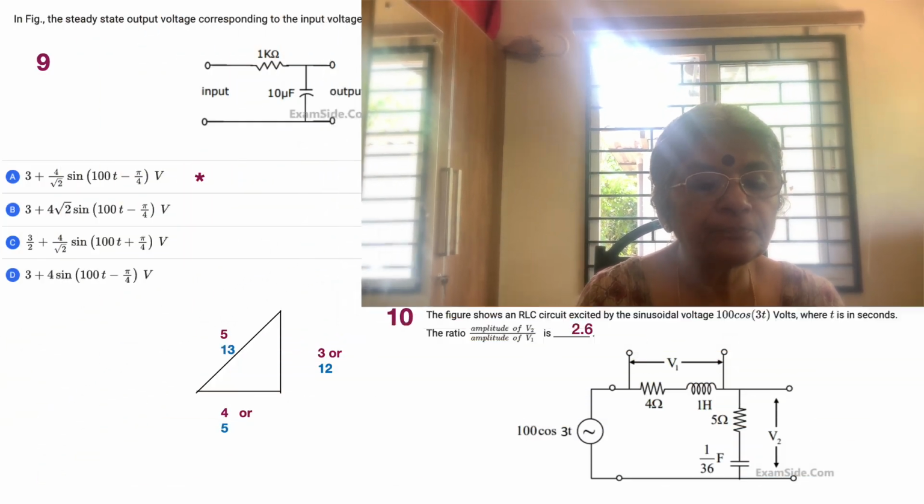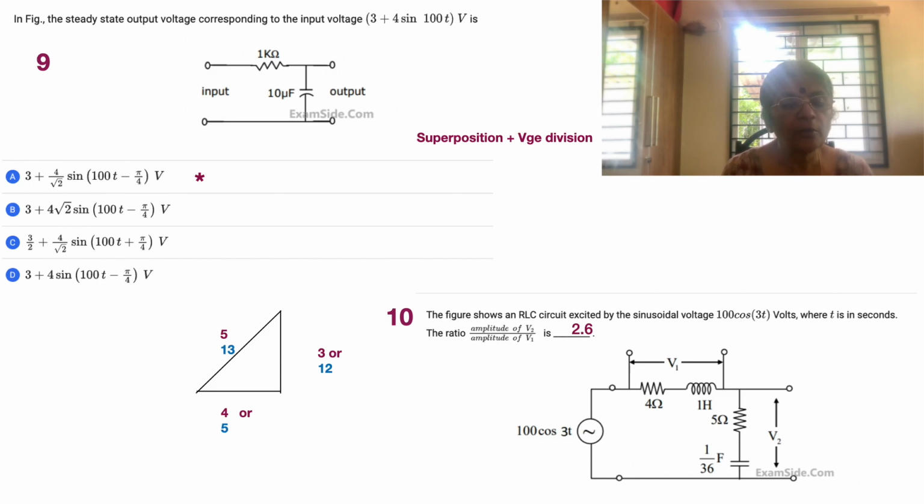Here we have an input and output shown for a circuit, with 1 kilo ohm and 10 microfarad. What is given is the steady state voltage output corresponding to the input, which is shown as 3 plus 4 sine 100t. So what happens to 3? Now we are applying superposition. What does superposition tell us? It tells us that we can consider the input voltage 3 separately from 4 sine 100t.